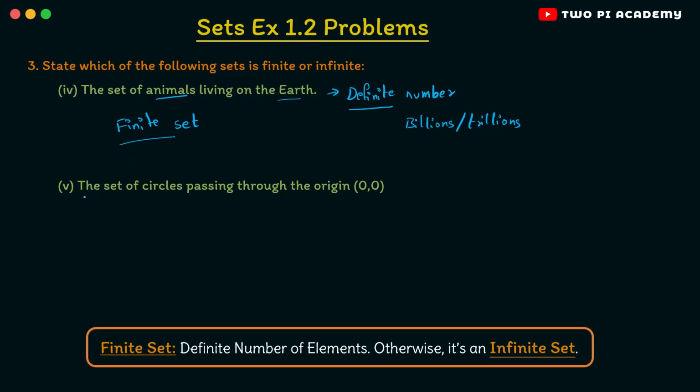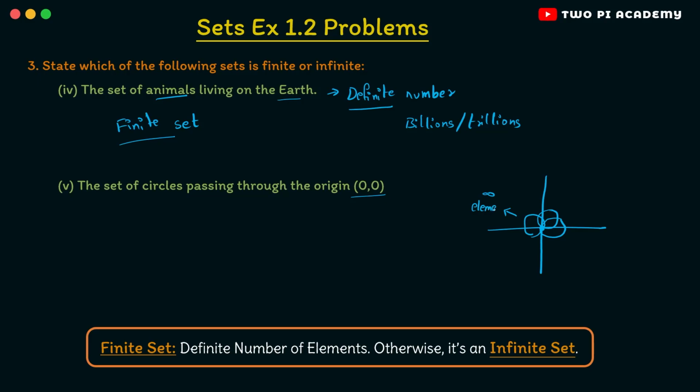Now the last one, the set of circles passing through the origin 0, 0. So for this, let's draw the coordinate plane like the following. So origin is the point right here, 0, 0. Now you have to draw circles that pass through this origin, right? You can draw a circle like this, and you can draw a circle like this, and then like this. So the point is that you can slightly change the angle of the circle and you will get a new circle that passes through the origin. So clearly there are infinite such circles.